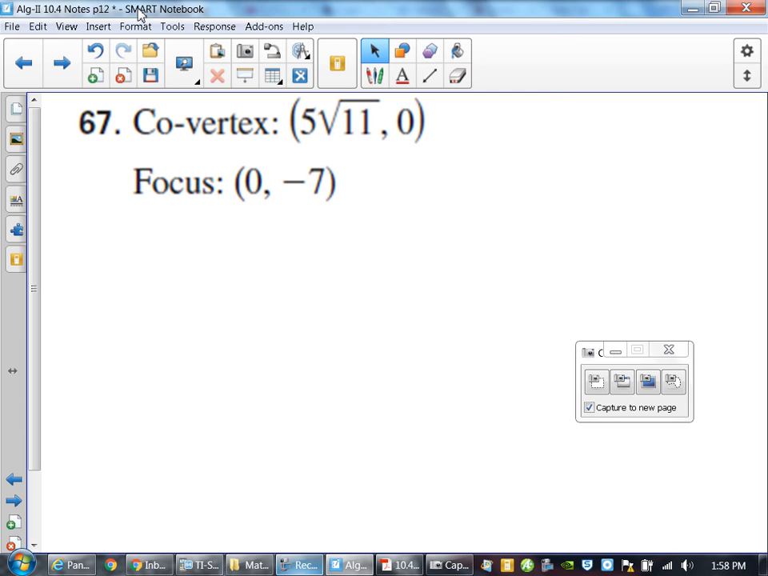What is the equation of the ellipse that has that information? Well, once you know what side your vertex or your co-vertex is on, you will then know what side the a squared is going to be on. It's either going to be underneath the x or underneath the y.